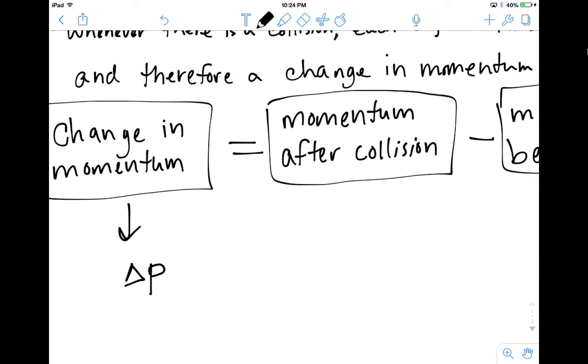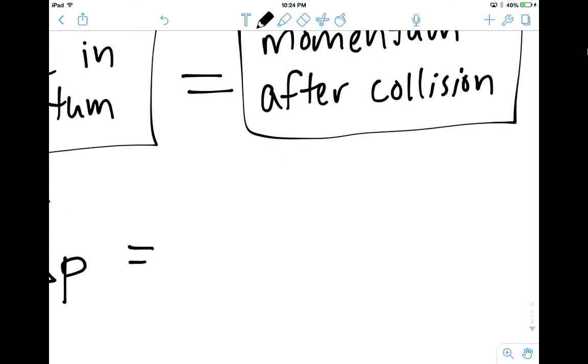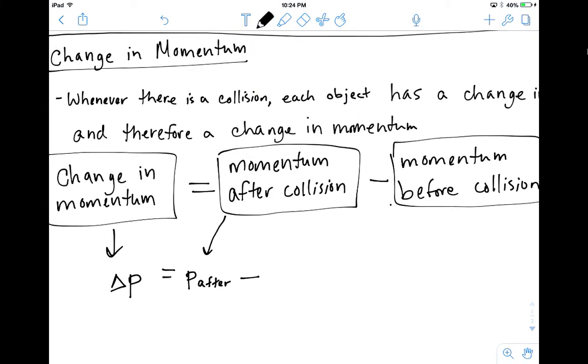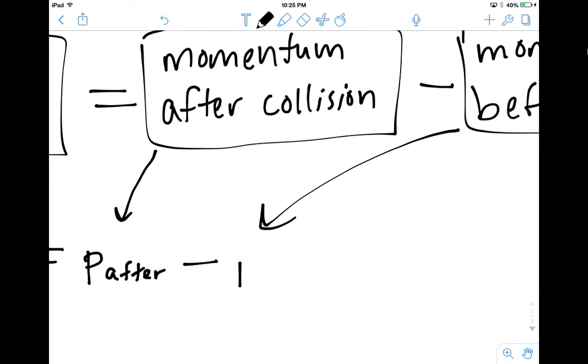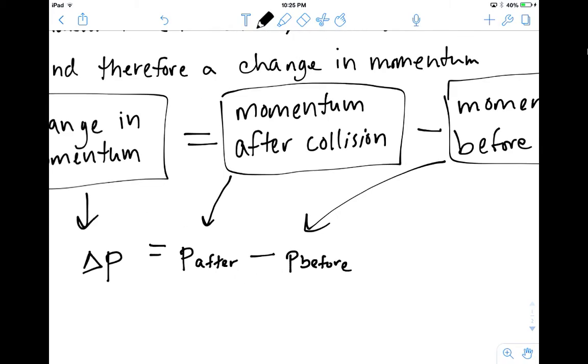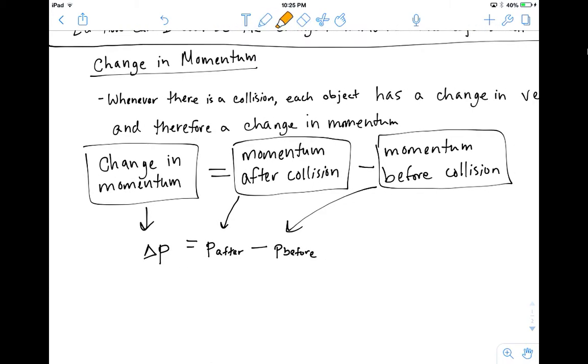Remember that P is momentum, and I'm going to have this written on the board. So delta P is going to be equal to momentum after collision. So let's call this P after, minus momentum before collision. So we'll call that P before. And that's as simple as it is right there, guys. That is one of our new equations. So to find the change in momentum, I want to use P after minus P before.